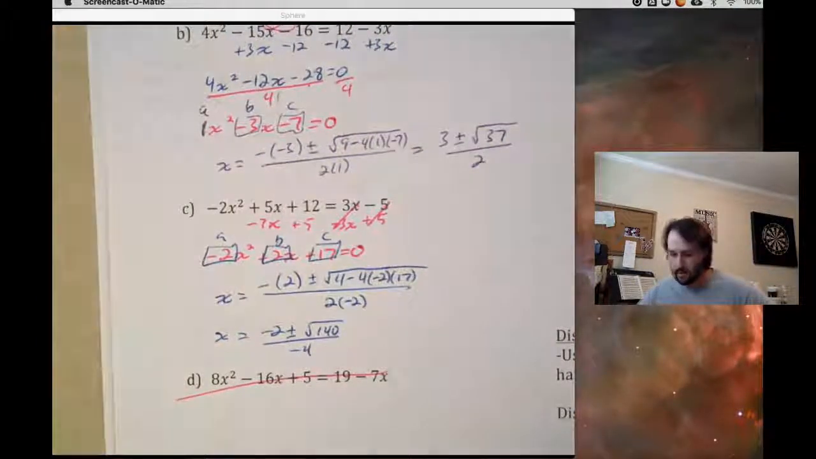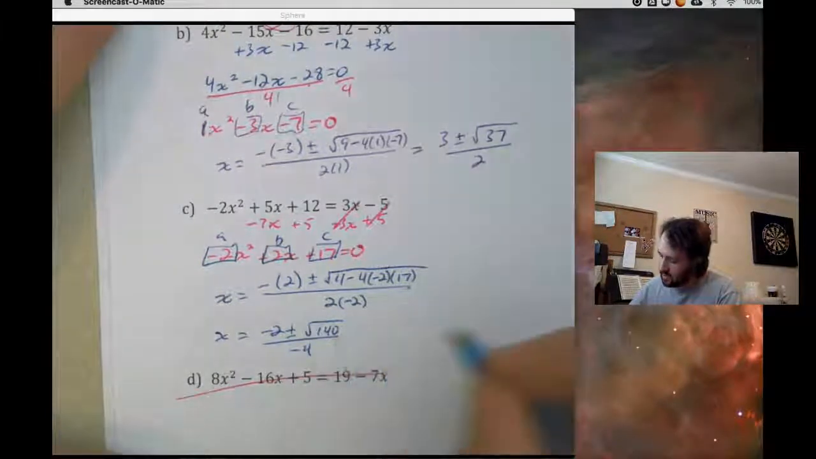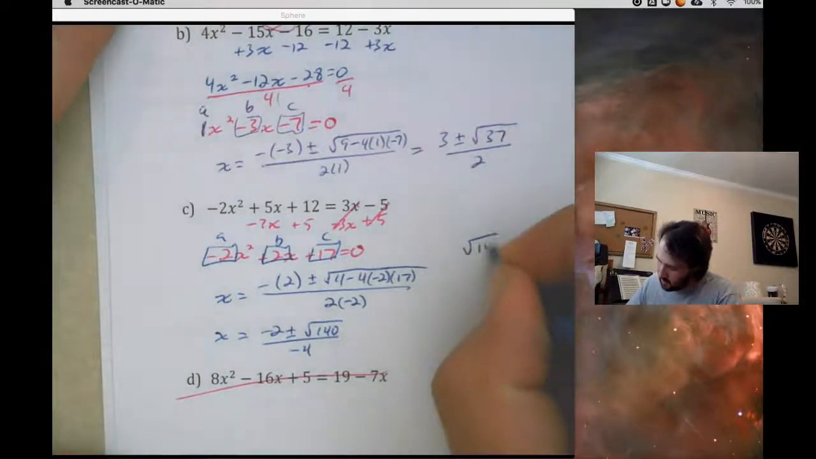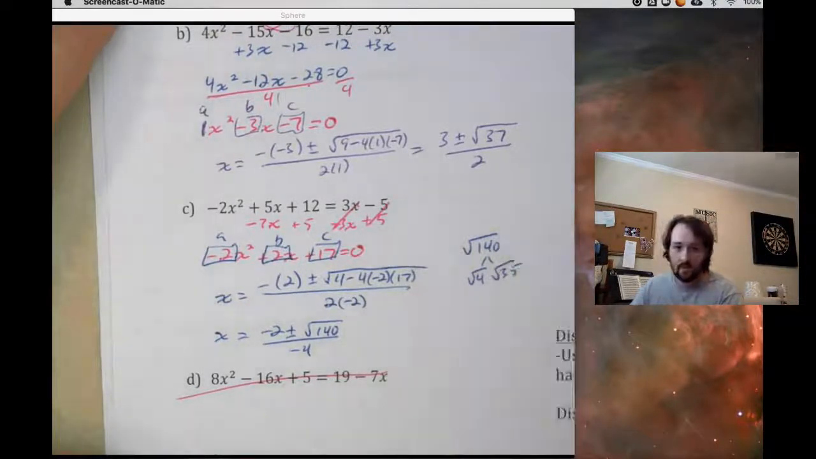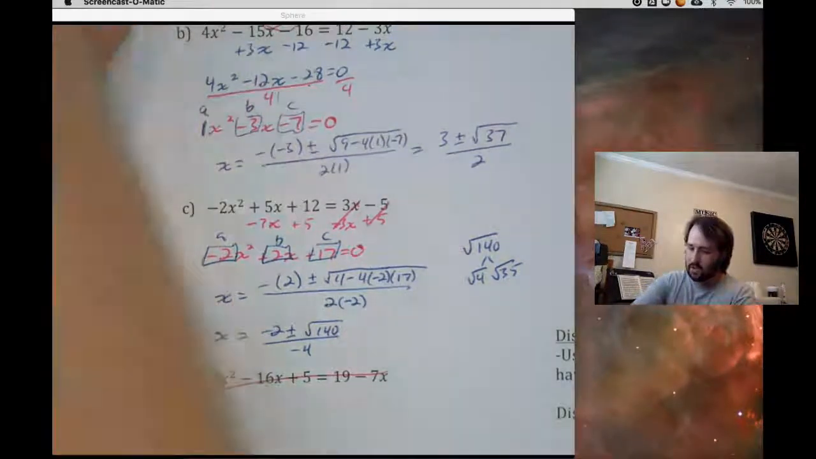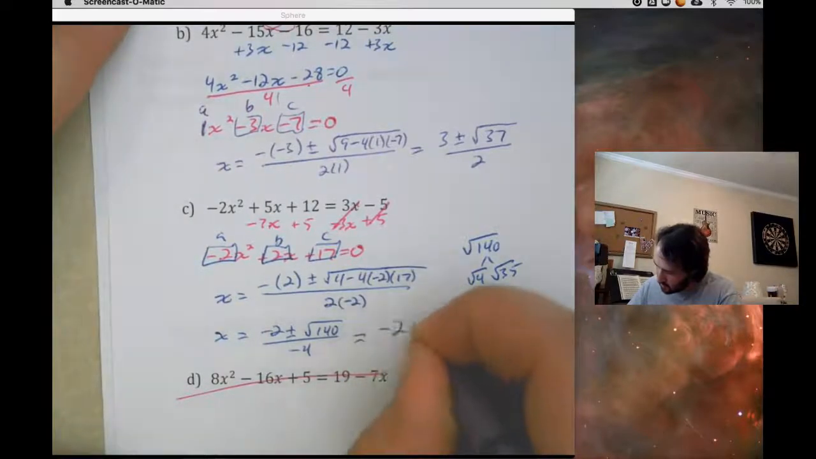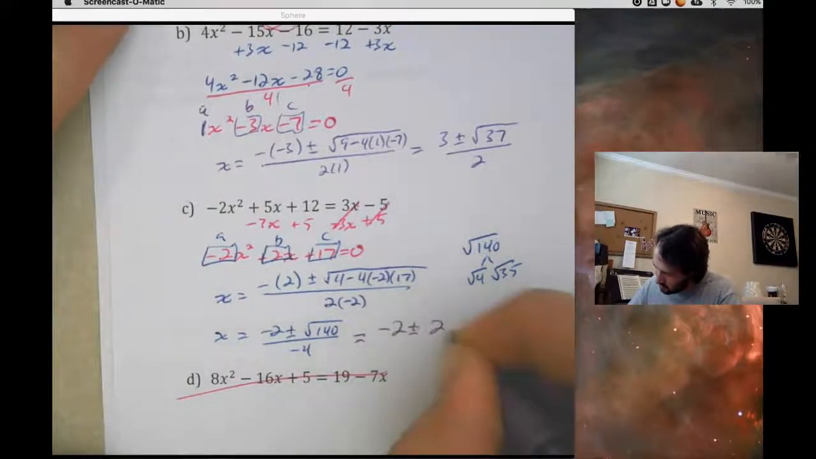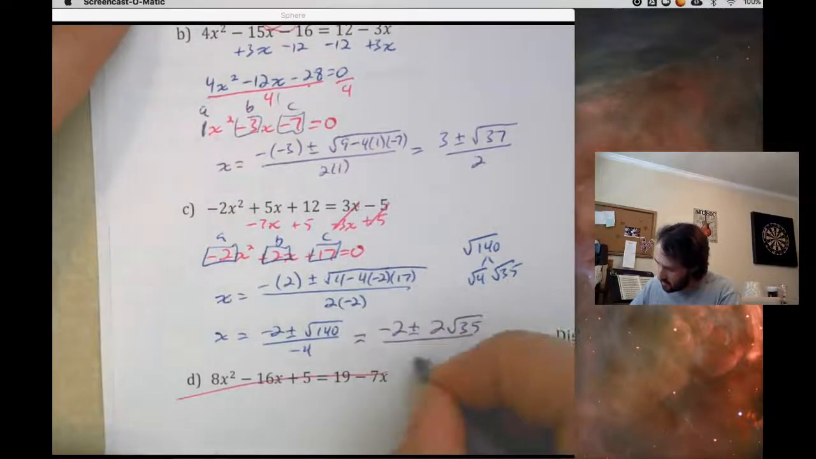So now with this square root of 140, let's see, 4 goes into it. 4 comes out with 35, and 35 is 7 and 5, so that's it. So the square root of 140 is square root 4 times square root 35. All right, if you're not as fast as that, feel free to use a calculator. Check yourself. So what this becomes is negative 2 plus or minus 2 root 35, square root of 4 is 2, all divided by negative 4.